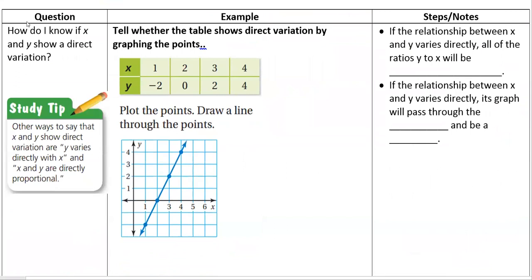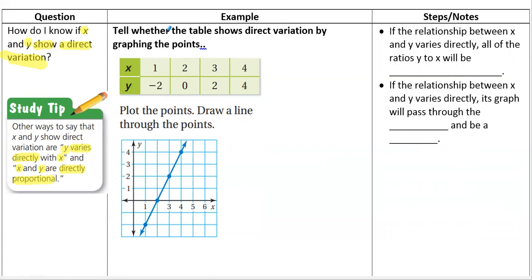Okay, question. How do I know if x and y show a direct variation? Here's a study tip. Other ways to say that x and y show direct variation are y varies directly with x, or x and y are directly proportional. These are just different ways you'll see it said. So direct variation means y and x are proportional.